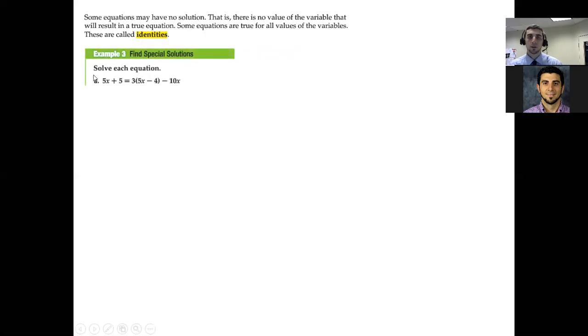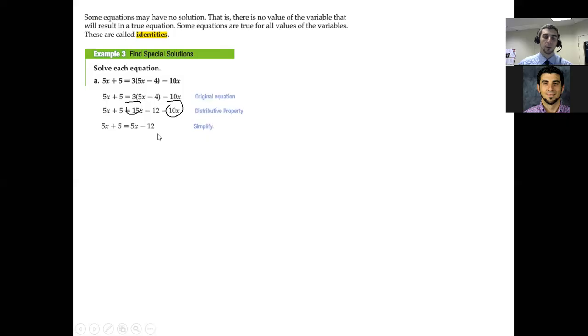So solve the equation here. First, I would distribute the 3. So you get 15x minus 12. Then you want to combine like terms on the right side. Okay? Because you have 2 terms with x's on one side, so you put those together first. You're not going to add or subtract them to the other side. So 15x minus 10x combines to 5x.